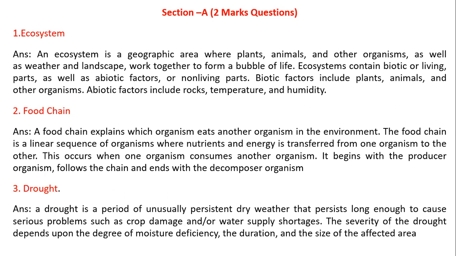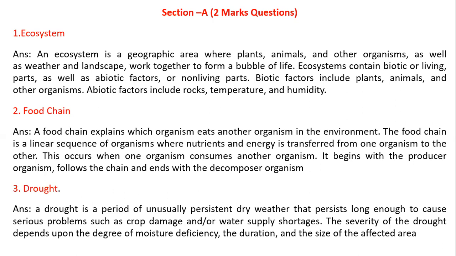The second question is food chain. What do you mean by a food chain? A food chain explains which organism is going to eat which organism. In other words, it explains which organism eats another organism in the environment. A food chain is a linear sequence of organisms where the nutrients and energy are transferred from one organism to another. This occurs when one organism consumes another organism. This normally happens when the higher trophic organisms consume the lower trophic organisms.